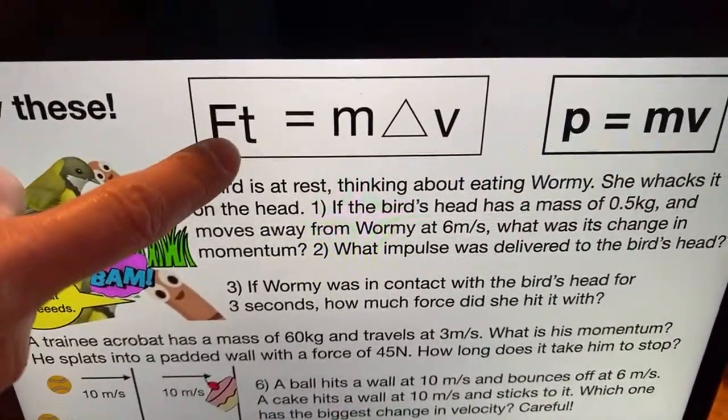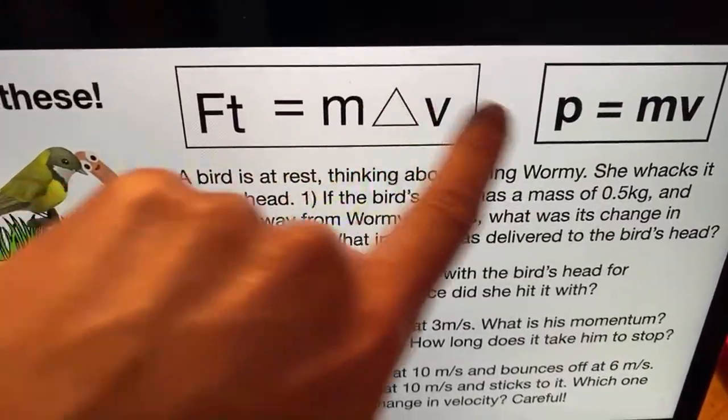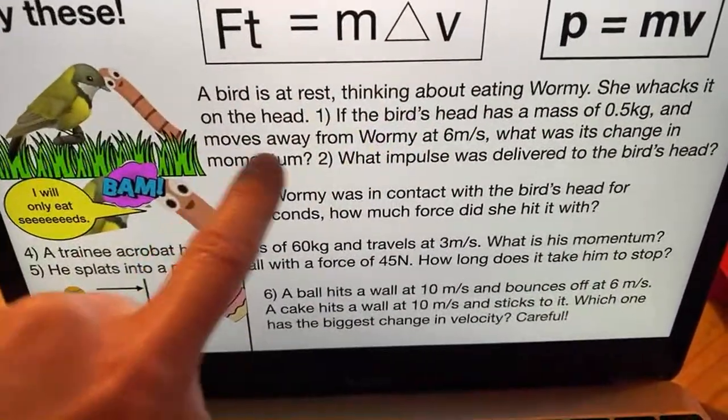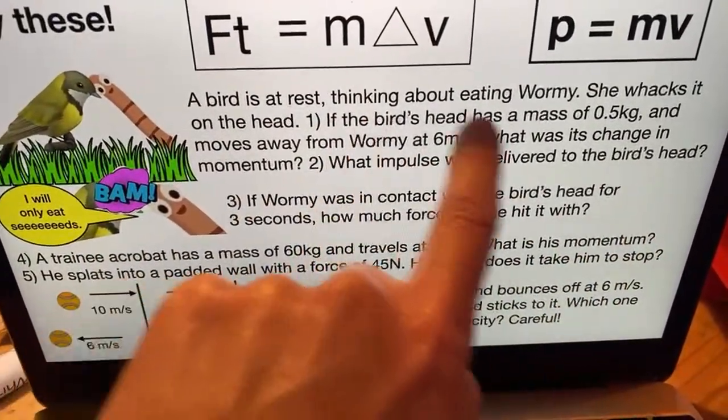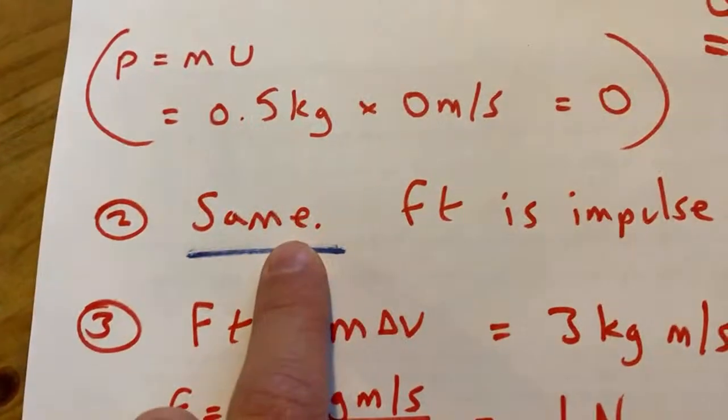Impulse is F times t, force times time. And that is equal to the change in momentum. So the impulse delivered to the bird's head is the same. Same, because Ft is impulse.